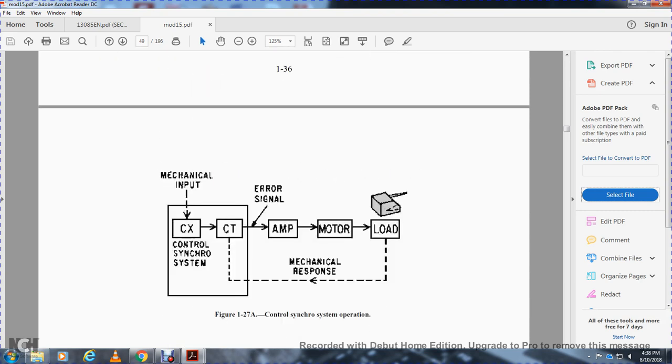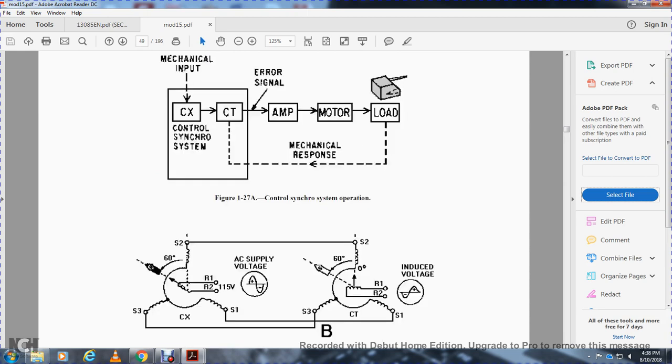Alright, mechanical input. The mechanical input goes to the control transmitter of the control synchro system. The error signal goes to the amplifier, motor, and load, and its mechanical response goes back to the control transformer.